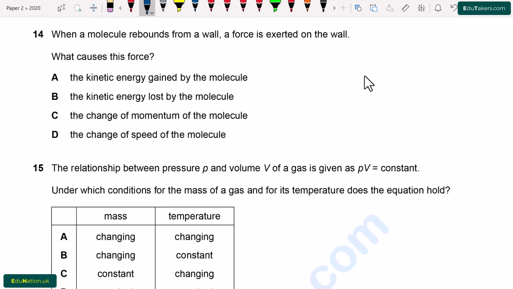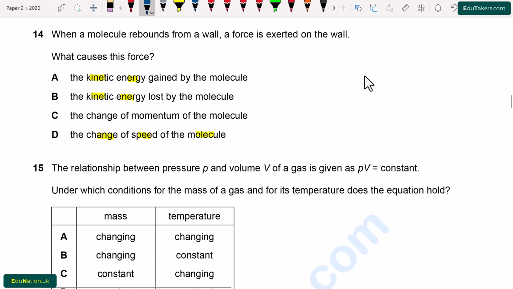Question number 14. When the molecules rebound from a wall, a force is exerted on the wall. What caused this force? Option A. The kinetic energy gained by the molecule. B. The kinetic energy lost by the molecule. C. The change of momentum of the molecule. D. The change of speed of the molecule.